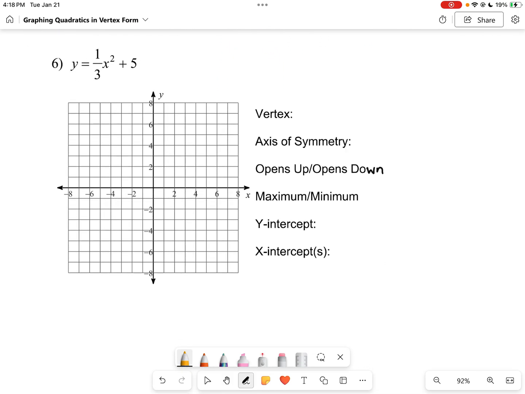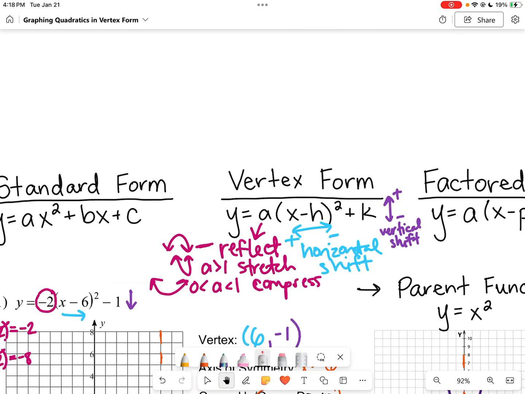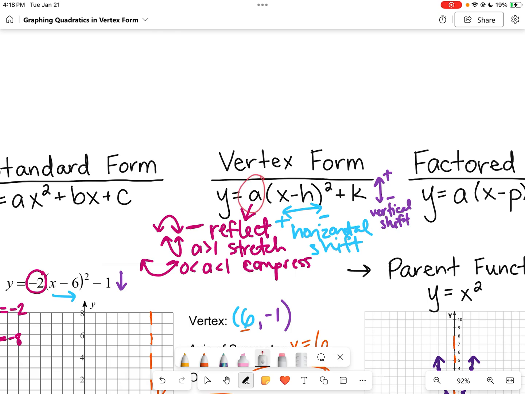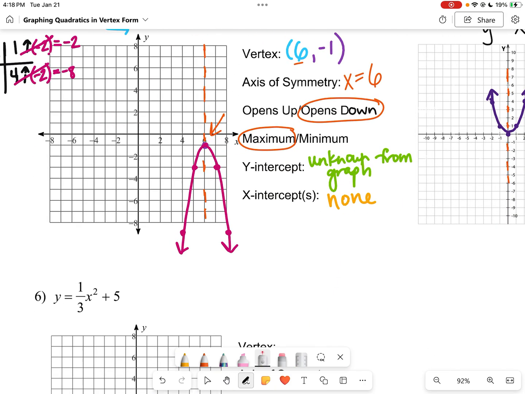I have 1/3 x squared plus 5. Okay, so let's look back at our original form. I have an a value in front of where that x squared technically is, right? Very front. Whatever's in parentheses causes a horizontal shift. Whatever comes after that squared term is my vertical shift. So let's come back here.